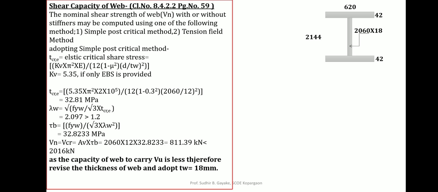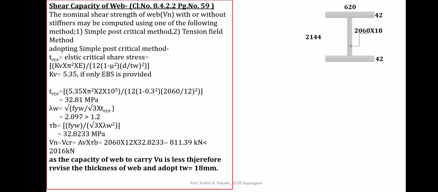For the numericals, when stiffeners are to be adopted, in that case the shear capacity of web is to be calculated using clause number 8.4.2.2, and either it can be calculated using the simple post critical method or it may be calculated using the tension field method. So using one of the methods only you can calculate these values. So initially suppose we'll adopt the simple post critical method. Now again, if you observe the simple post critical method from page number 59, initially your elastic critical stress is to be calculated. So elastic critical stress depends upon the KV factor, and KV factor depends upon the types of stiffeners adopted.